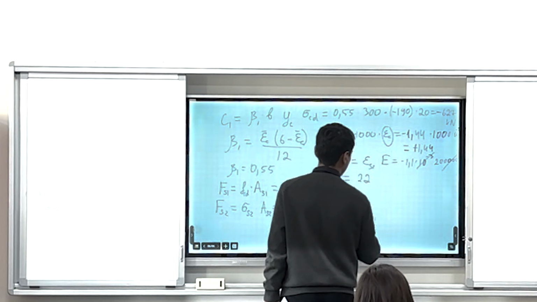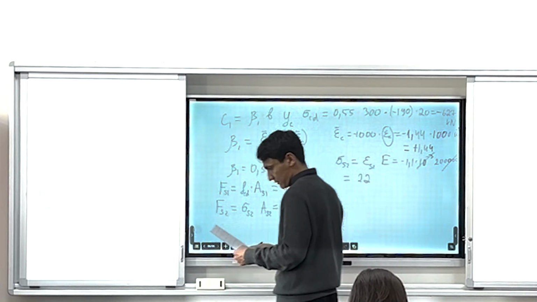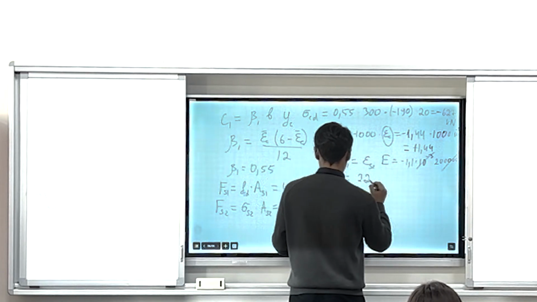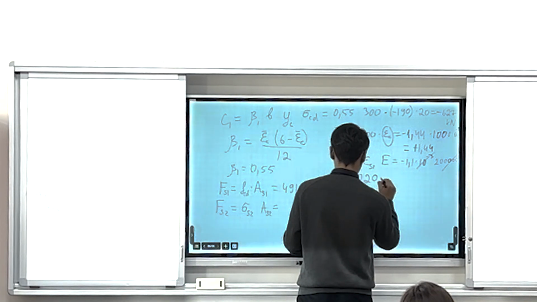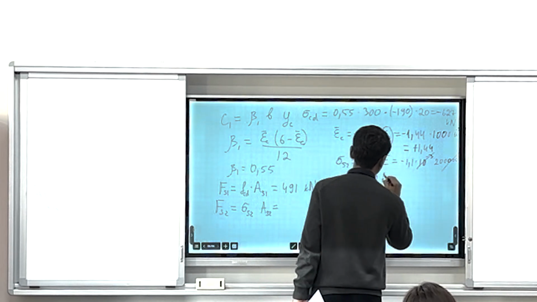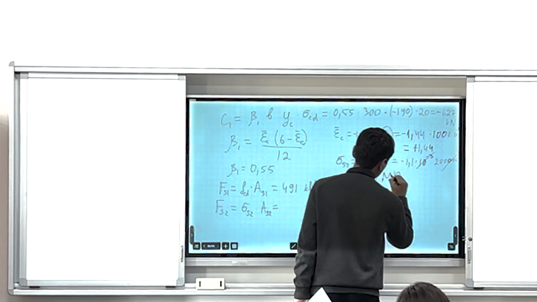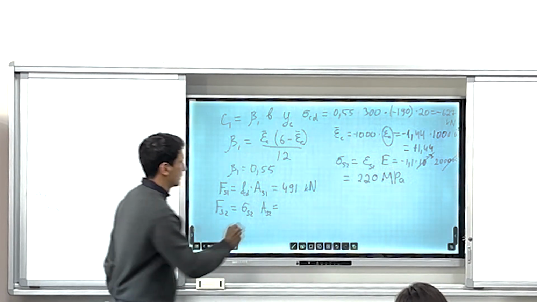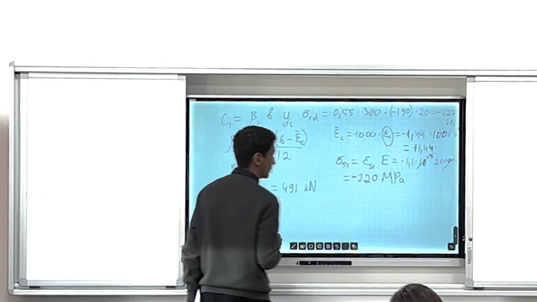220. Let me check. 220 multiplied. Okay, 220 megapascal, right? Am I right? Minus V. Oh yeah, it's minus because it's compressed.